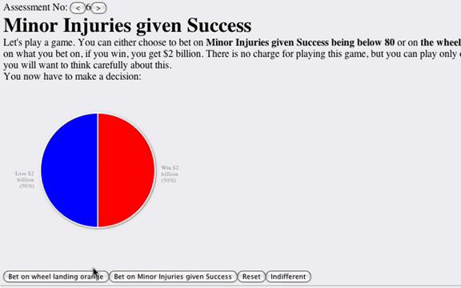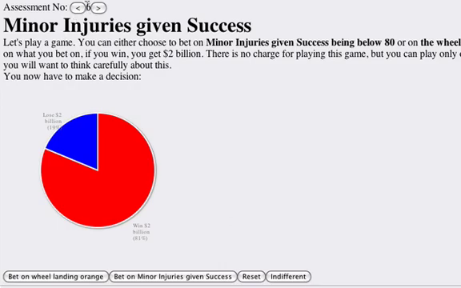Below 80, I'm pretty sure it's going to be below 80. So I will not bet on the wheel this time. I'll bet on minor injuries being below 80. I think it's going to be something like this. Okay, at this point, maybe I'll bet on the wheel landing orange. At this point, I'm indifferent. All right, so I click indifferent.